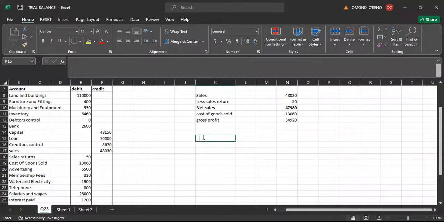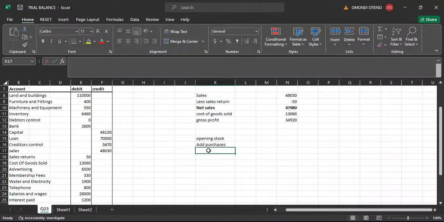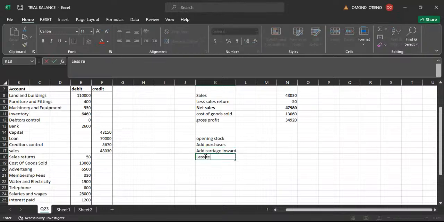So, for example, we are going to have opening stock. Then we add purchases, taking just a simple one here. Then we add carriage inward, then we less return outwards for us to be able to get cost of goods available for sale.